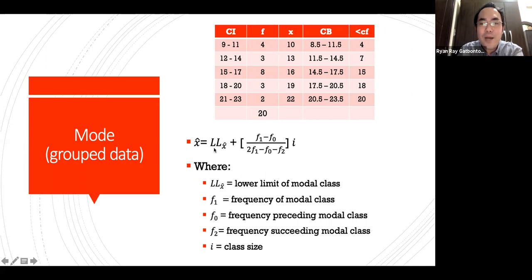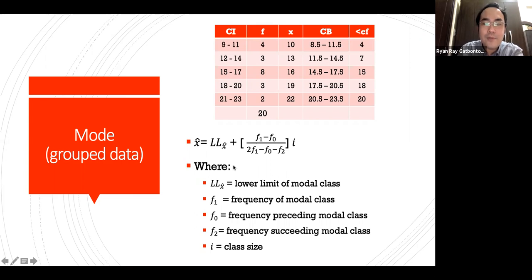This one, DLL, is the lower limit of the modal class. Okay, we have to identify the lower limit of the modal class, where F1 is the frequency of the modal class, while F0 refers to the frequency of the preceding modal class, while F2 is the frequency succeeding the modal class, while I is the class size.